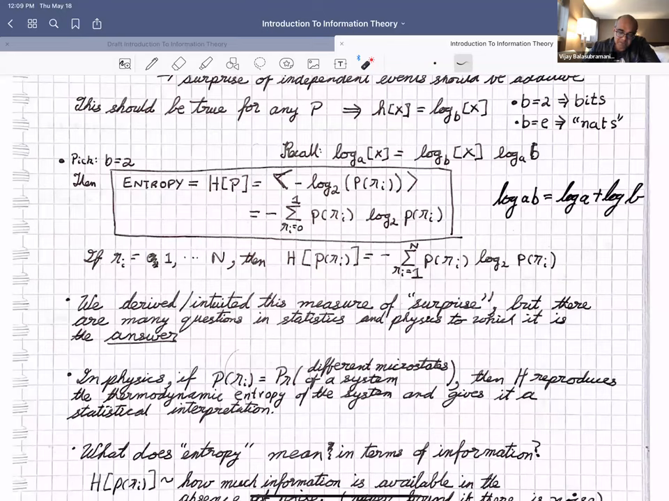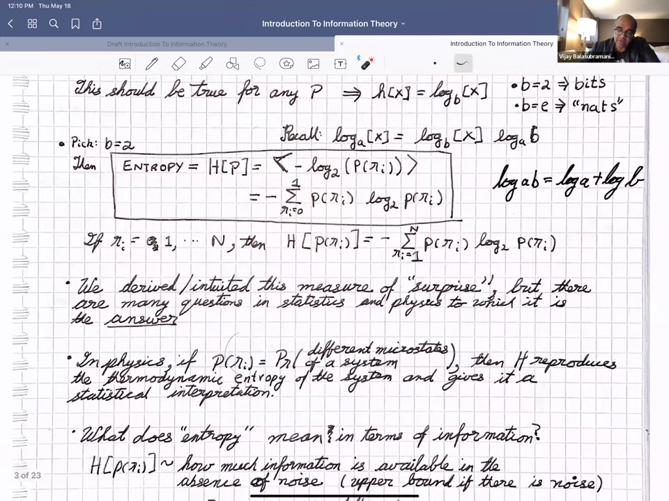So in physics, if you agree that P is the probability of different microstates in a system, for example, different states of a gas, then it does turn out that this quantity H reproduces the thermodynamic entropy of a system and gives it a statistical interpretation. Indeed, that is why Shannon originally called this the entropy, because if you applied it to the distribution in statistical physics, you reproduce the thermodynamic entropy.